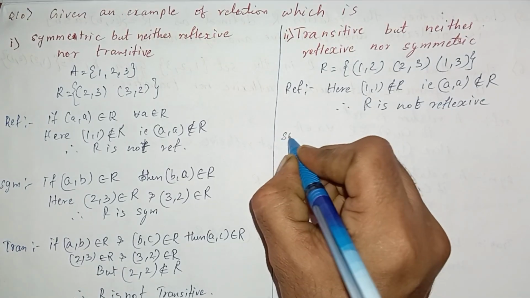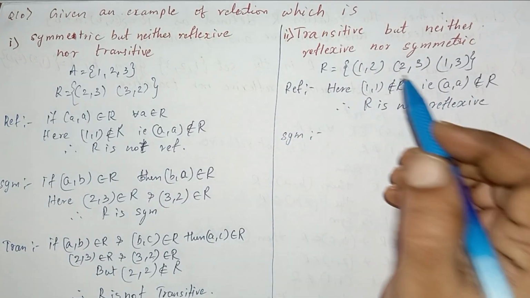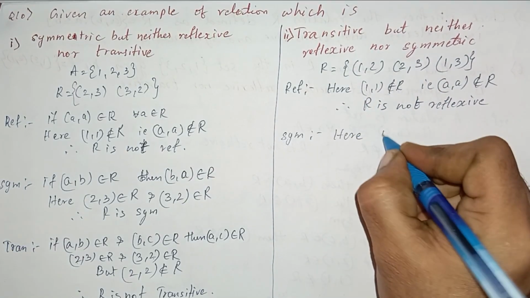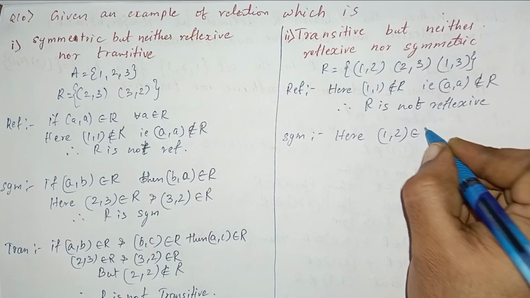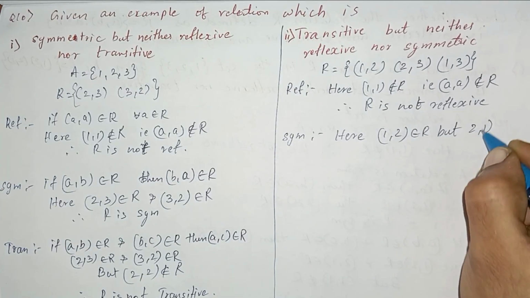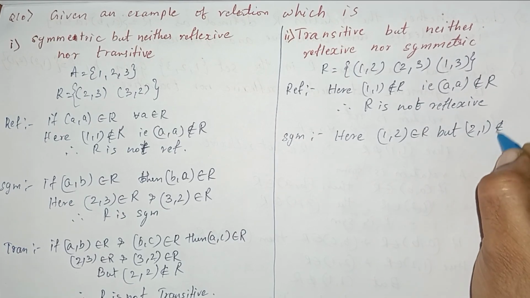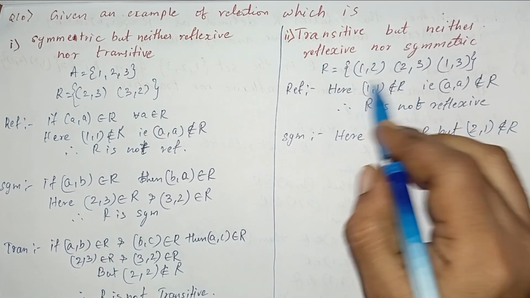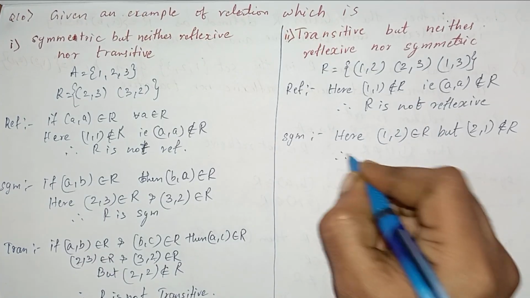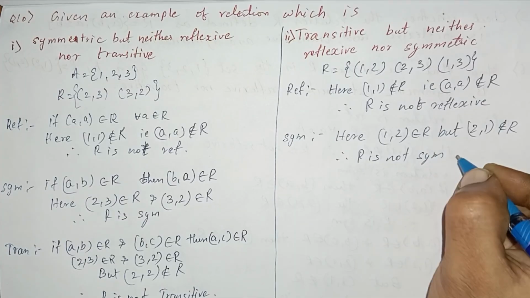Next we have to check for symmetric. Symmetric should be like this: you can see that we have (1, 2) belonging to R, but what about (2, 1)? (1, 2) should imply (2, 1), but (2, 1) does not belong to R. You don't have (2, 1) here. Therefore R is not symmetric.